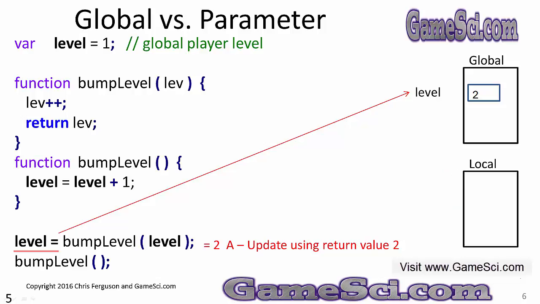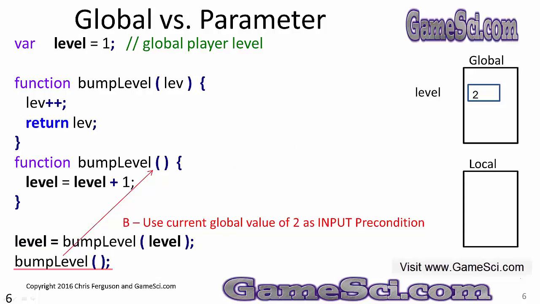Did you see it? We sent a 1 as input to this version of bump level, and we got a 2 back as output and assigned it to the global variable level. Well, now that we understand global variables, you don't technically have to do it that way. We're now going to look at option B.